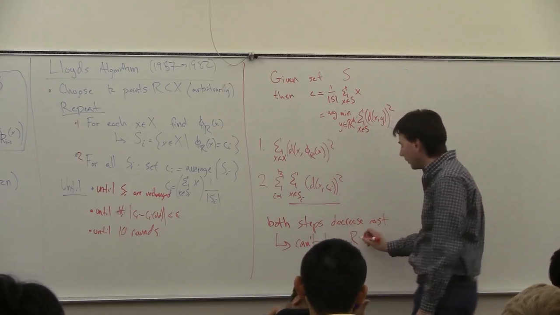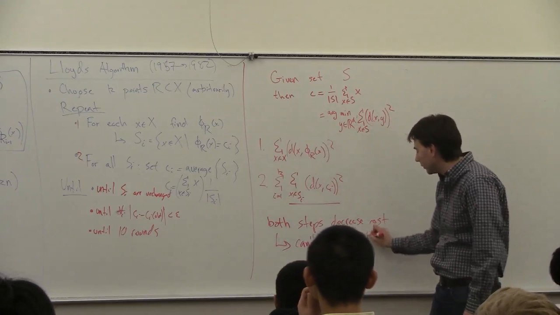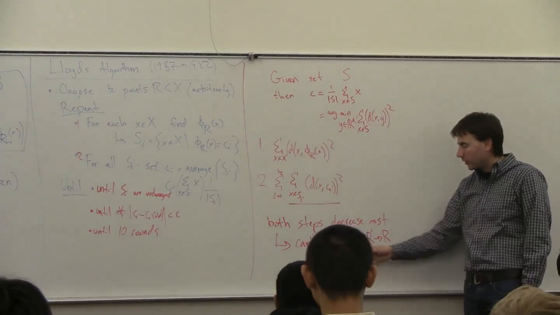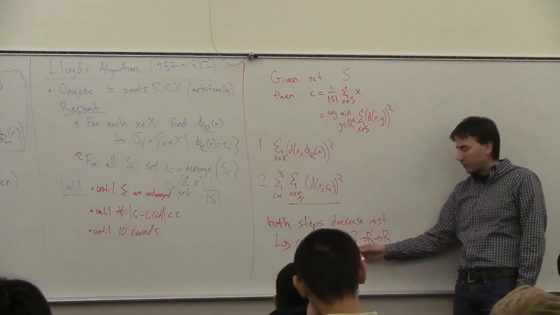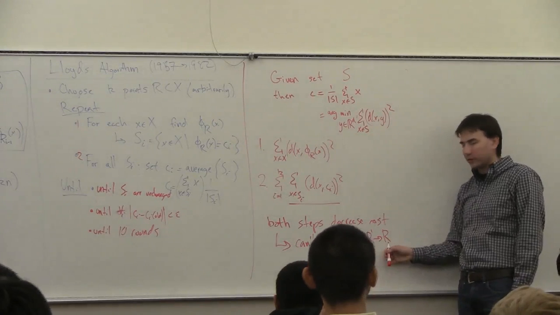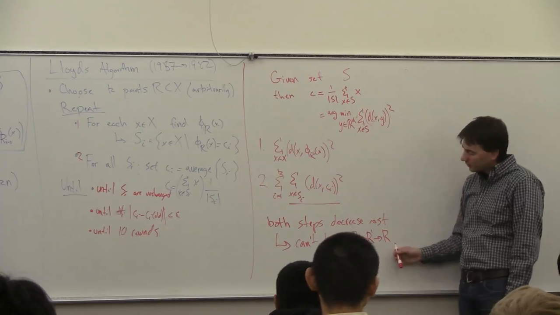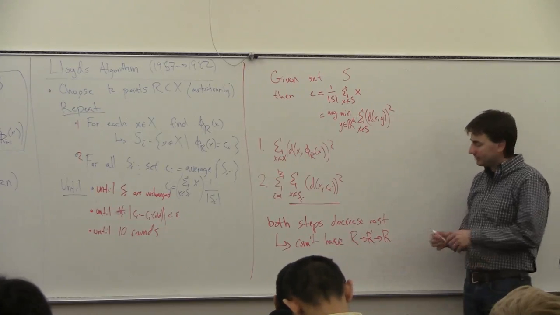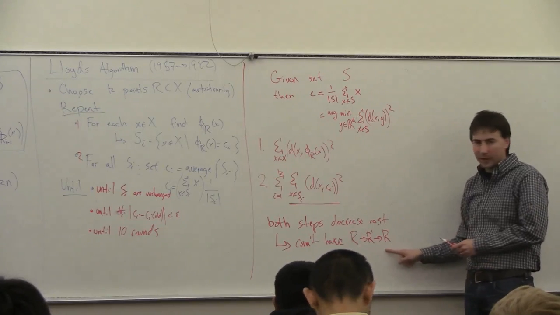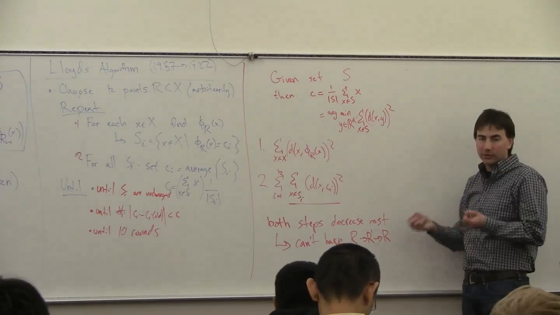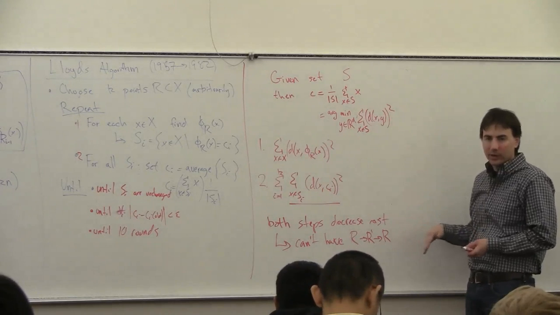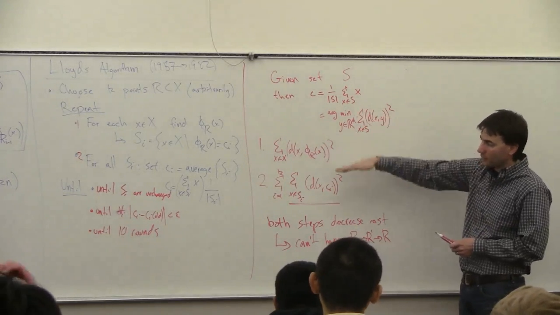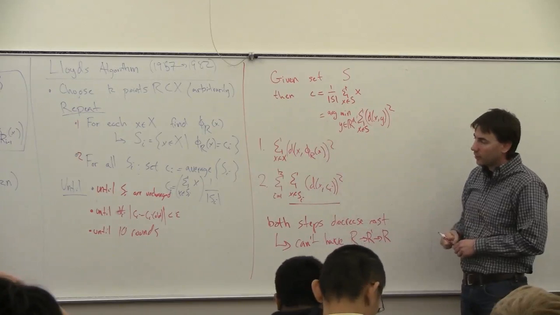a set of centers R, then go to R prime, and then go back to R. Because if I go to R prime, the cost must be less than the cost of R. And then if I go back to R, it must be less than the cost of R prime. But it can't be less on both sides, because I've gone back to the same set of centers. So I can't go to the same centers twice, and there are only so many centers I can choose. So this algorithm does converge, and the cost always decreases.